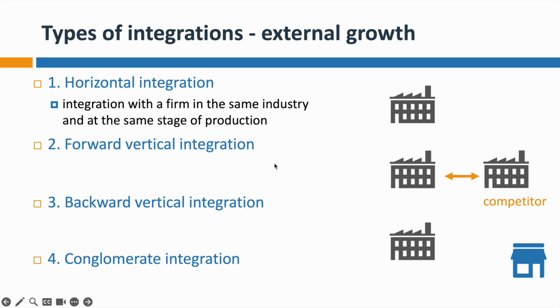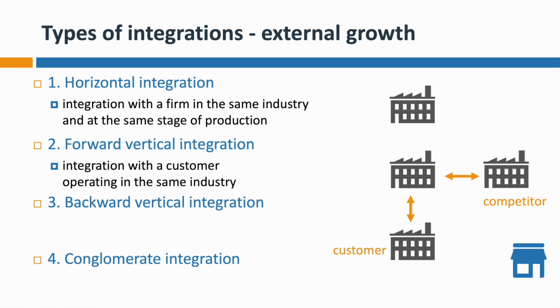Then another possibility is to integrate with your customer, and this would be the forward vertical integration. So it would be integrating with a customer in the same industry. For this, the advantage would be that you would have sure demand for your products. So the customer, since that is going to be part of your company, is going to supply, for example, exclusively from you and maybe not your competitor anymore. And it might be easier for the two businesses to communicate together once they become one.